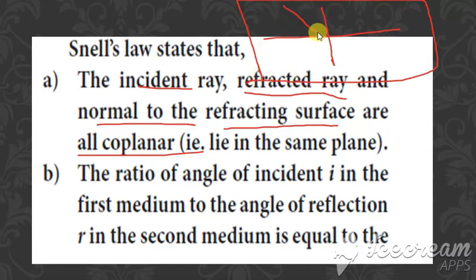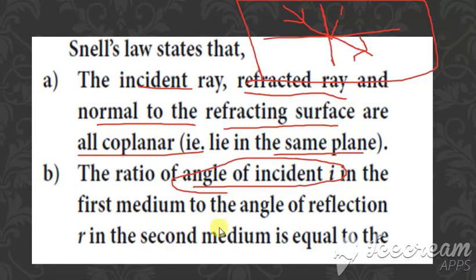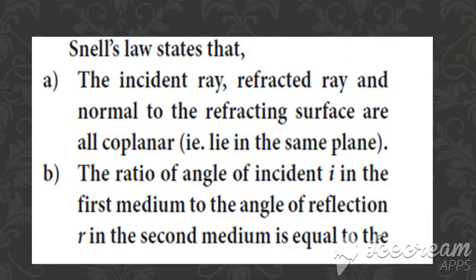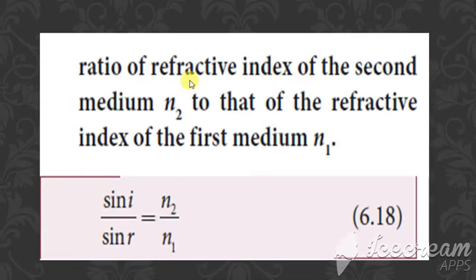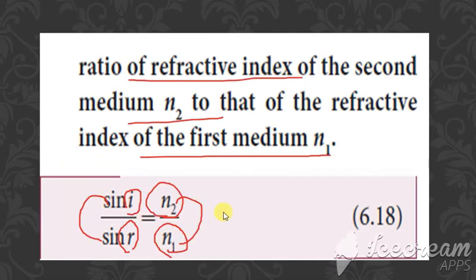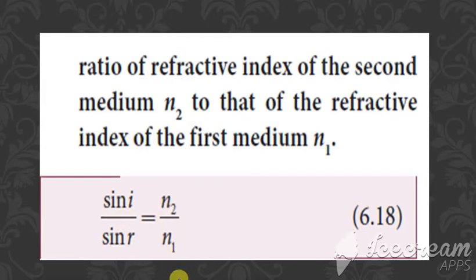When you see here, this is the incident ray, this is the normal, and this is the refracted ray. All of these lie on the same plane. Next, the ratio of the sine of the angle of incidence in the first medium to the sine of the angle of refraction in the second medium is equal to the ratio of refractive indices. So sin i divided by sin r is equal to n2 divided by n1.